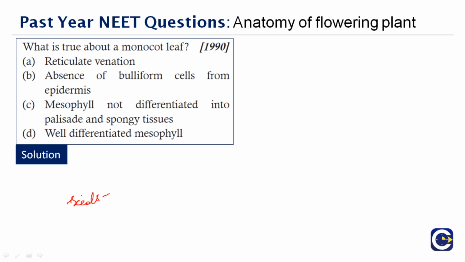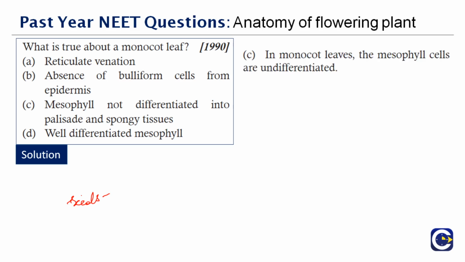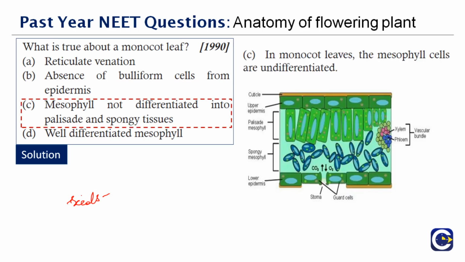So what do you think will be the right answer? I've just given you a clue. Yes, mesophyll, not differentiated into palisade and spongy tissues. So this is true about the monocot leaf. Therefore the correct answer is option C. So here you have the mesophyll. The mesophyll will be in the form of spongy mesophyll, lower epidermis, and you have stroma and other cells which come under this. Okay, right?